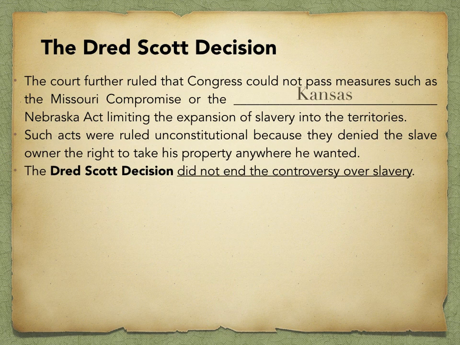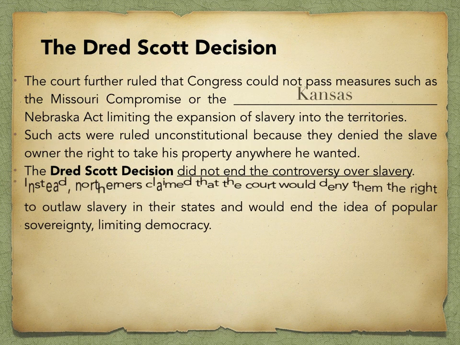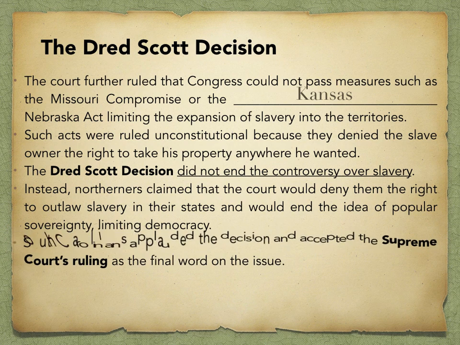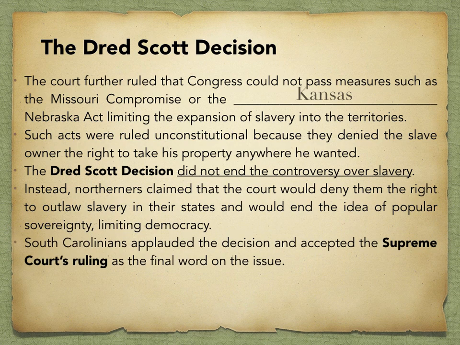The Dred Scott decision did not end the controversy over slavery, however. Instead, Northerners claimed that the court could deny them the right to outlaw slavery in their states and would end the idea of popular sovereignty, which would limit democracy. So basically, they were saying that the court was saying that the people don't have a right to decide. So that becomes a larger issue as well. South Carolinians applauded the decision and accepted the Supreme Court's ruling as the final word on the issue. Of course they would, right?